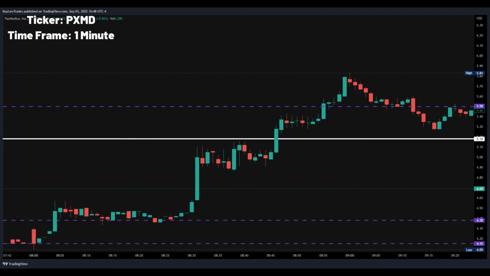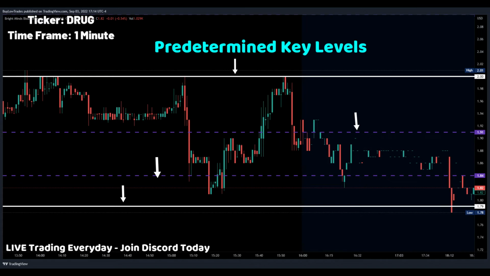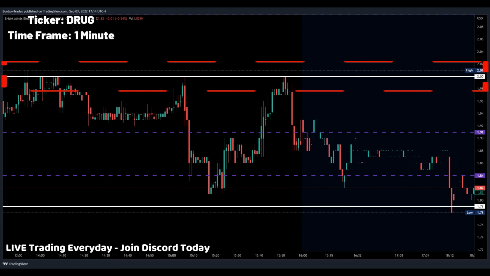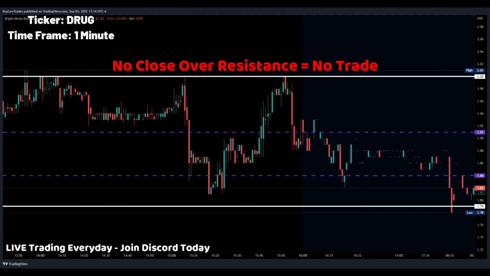Now, there's a number of reasons why I love this strategy and use it every day in my own trading. One of which is it can actually help you avoid major losses as well. So as we can see here on ticker DRUG, we have these predetermined levels. This top key level would act as a resistance. If I'm looking to get in my trade, I'm looking for a candle to close over that resistance. We can see it never happened, which means I didn't take the trade and I avoided a major loss. This is just one of many reasons why I love this strategy.